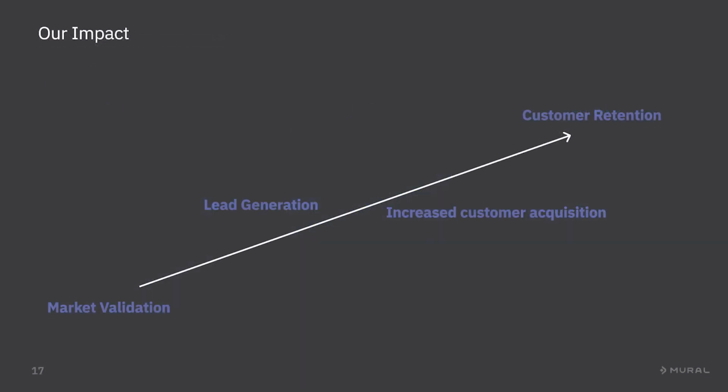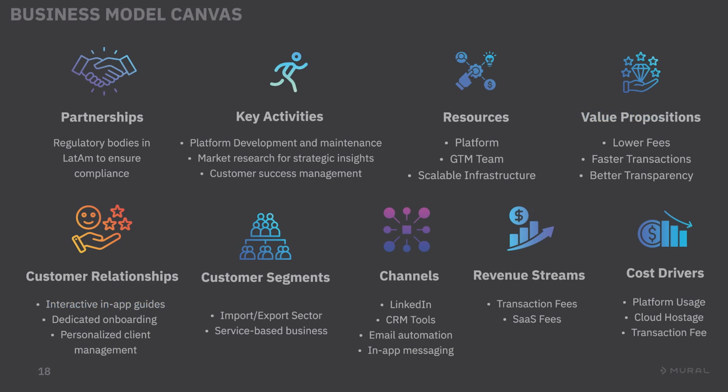This shows you exactly the areas where we had the greatest impact, which were market validation, lead generation, increased customer acquisition, and customer retention. It shows you this contributed significantly to our overall success over the semester. So building on the sprints and the impact, we created the business model canvas. This shows you how all of the elements work together to help us and Mural.